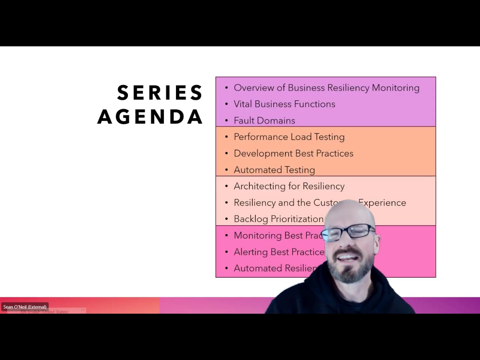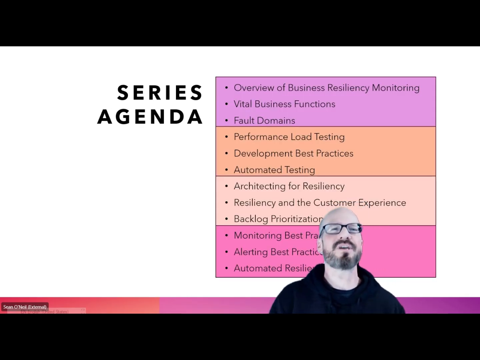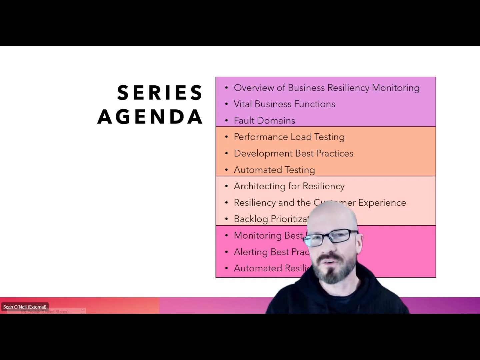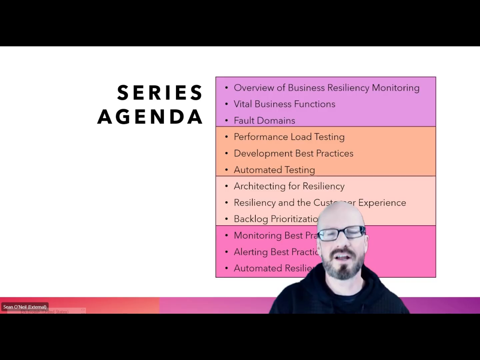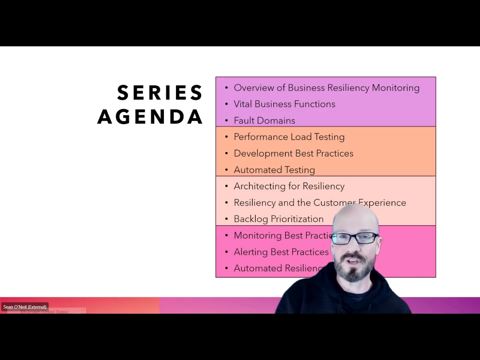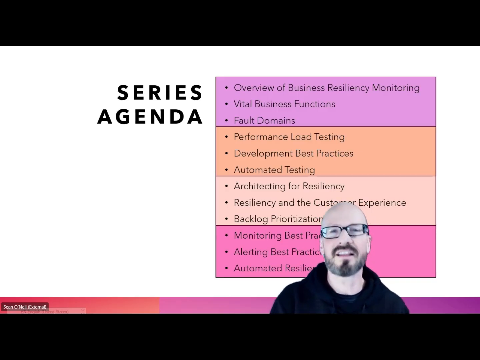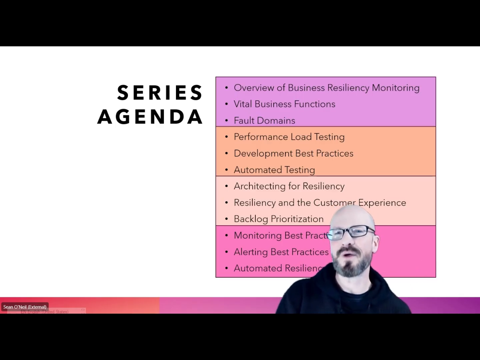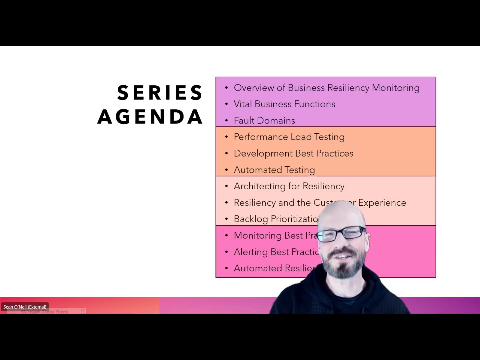And so that is the end of this episode. This is our third episode where we talked about architecting for resiliency, the customer experience, and backlog prioritization. I hope you can join us for the fourth and final episode of this series, where we'll be talking about monitoring and alerting best practices, as well as additional concepts around automating resiliency. And if you haven't checked out the first two episodes, I encourage you to check those out too.